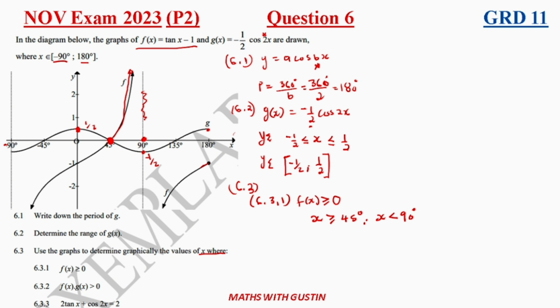90 degrees. Please take note there, I didn't say less than or equal to, because this is the line of asymptote. The graph does not touch this line, whatever happens. So don't say equal to here, say less than. Or you can write it together as x greater than or equal to 45 degrees and x less than 90 degrees. Okay, so that's how you're going to deal with that part.